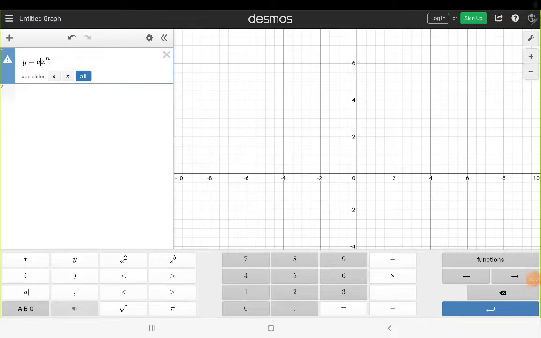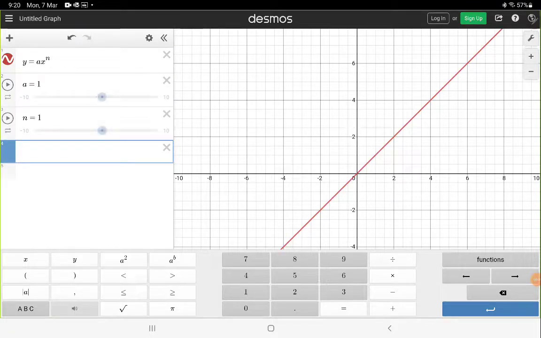Alrighty, so today we're going to have a look at polynomials, and in particular we're going to be looking at power polynomials. So let's have a look at them. You can see here I've just created two sliders. At the moment I'm going to leave a as 1, but what's the more interesting thing is I want to look at what happens to n.